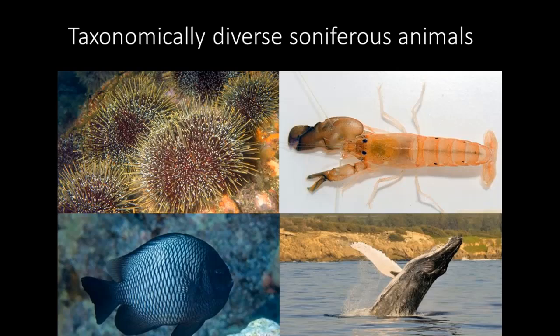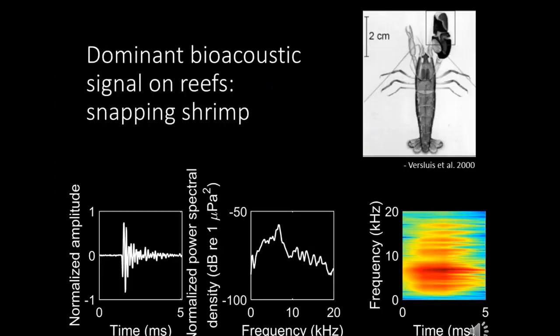Sound production is diverse across taxa. I'm showing you just a few soniferous or sound-producing animals here, the urchin, the snapping shrimp, fish, and obviously whales. And in my research, I focus mostly on snapping shrimp and fish, and so I want to just tell you a little bit about the sound production of snapping shrimp first.